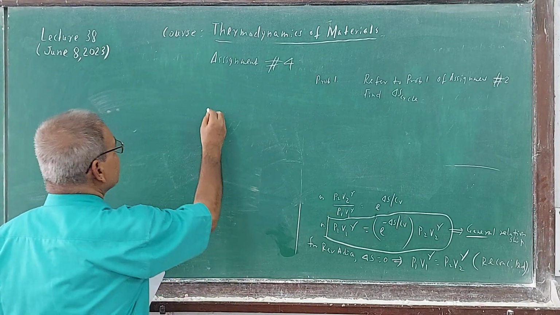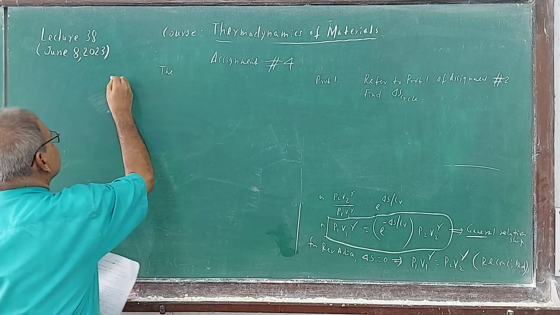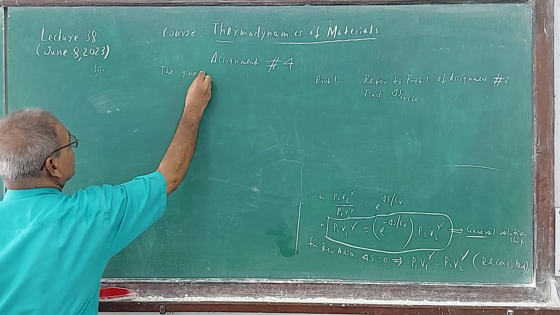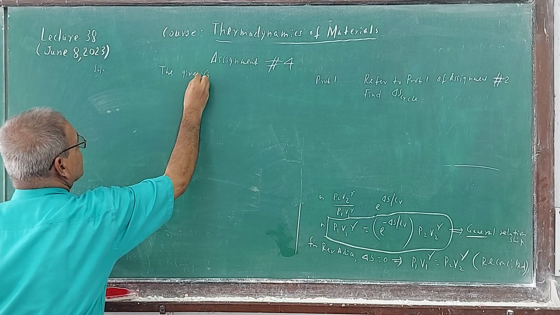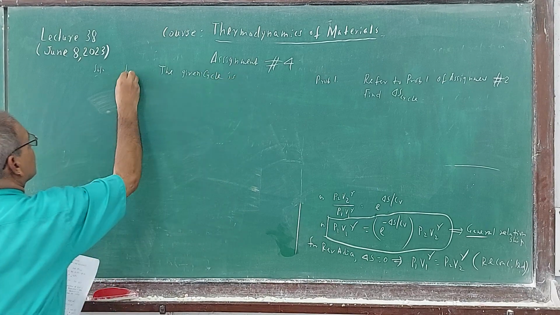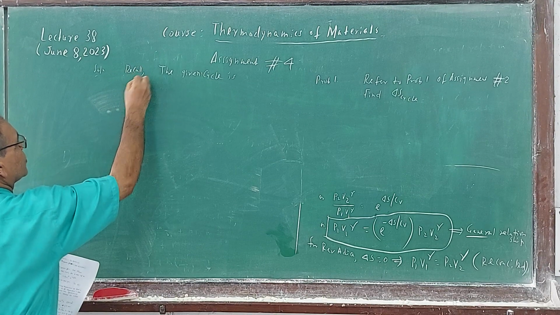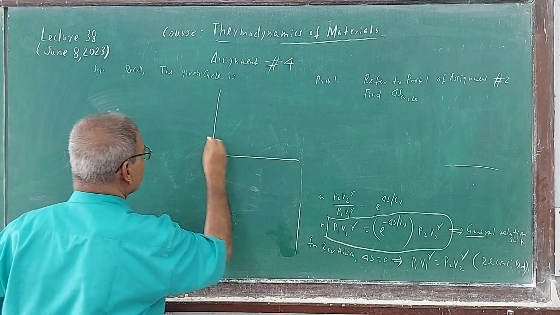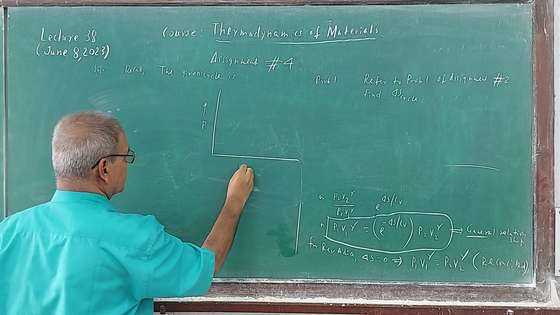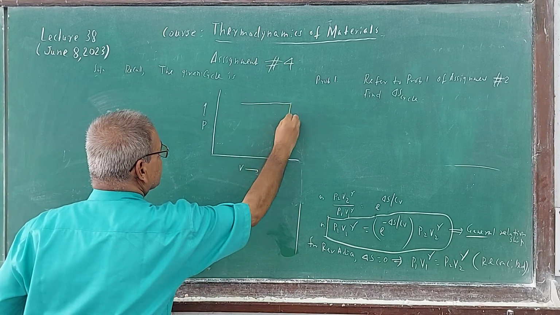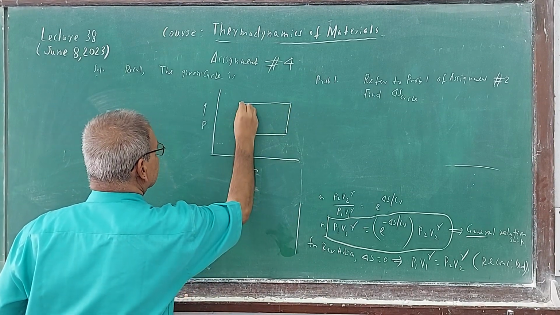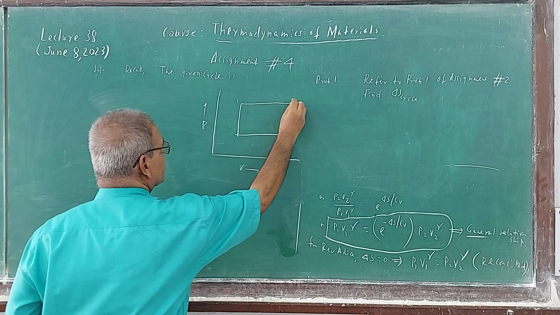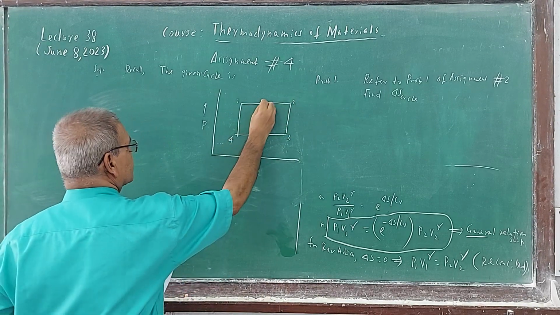So what is the cycle? The given cycle, recall, is already referred to. This is the cycle on the PV diagram. Remember this: constant pressure, constant volume, points 1, 2, 3, 4. So this is the cycle.